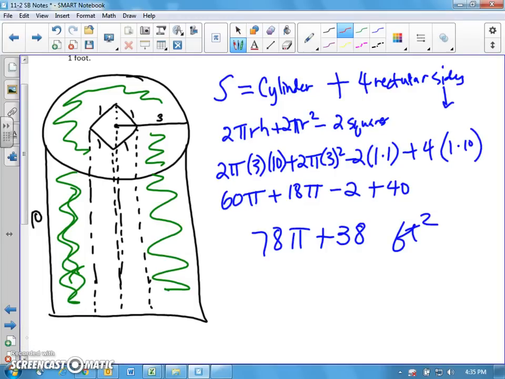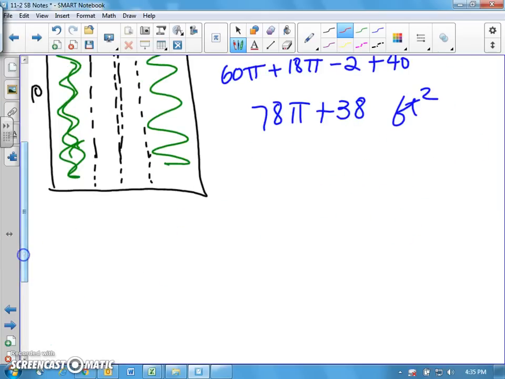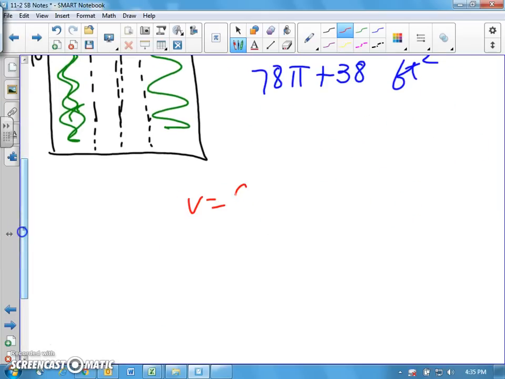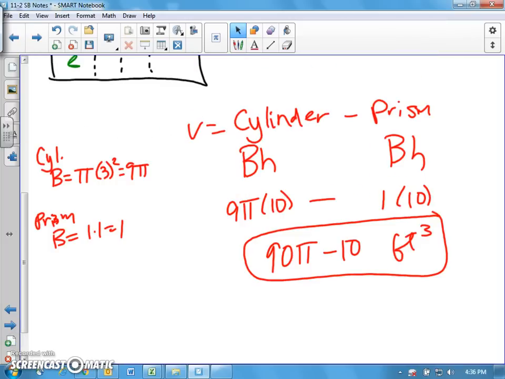Volume again is a little bit easier. It's just going to be the cylinder minus the prism. So let's think through what you would need to do there for volume. You're just going to use your formulas for your cylinder and your prism and then subtract. So stop the video and I want you to calculate that on your own and then start the video again. So hopefully you got 90 pi minus 10 cubic feet.